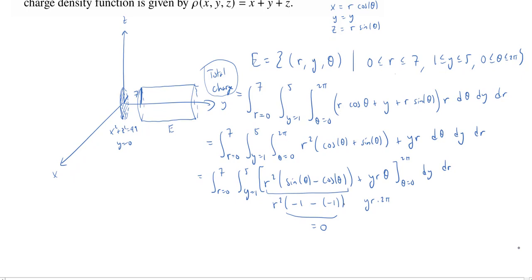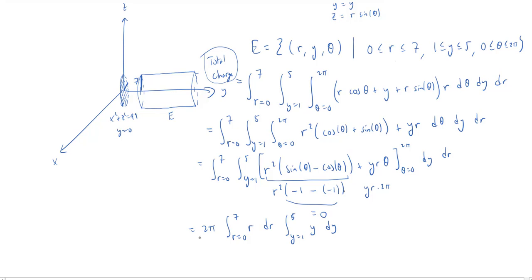All right, well, that means I can actually split this up pretty easily now. First, I can pull out the 2 pi. Then I can integrate r from 0 to 7, and we'll have an r dr. Then we'll have an integral where y goes from 1 to 5, and we just have a y dy. All right, so these are pretty easy now. So we have 2 pi times r squared over 2 from 0 to 7, and y squared over 2 from 1 to 5.